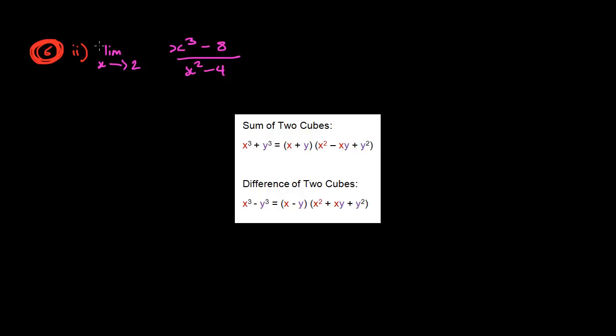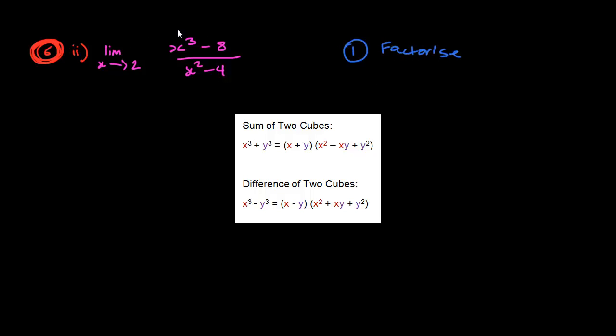Okay, so continuing on for question 6ii, we're basically going to have to figure out the limit as x goes to 2 of (x^3 minus 8) over (x^2 minus 4). Now since if I just sub 2 inside, this would equal 0 over 0, it's not possible. Therefore, the first step is to factorize.